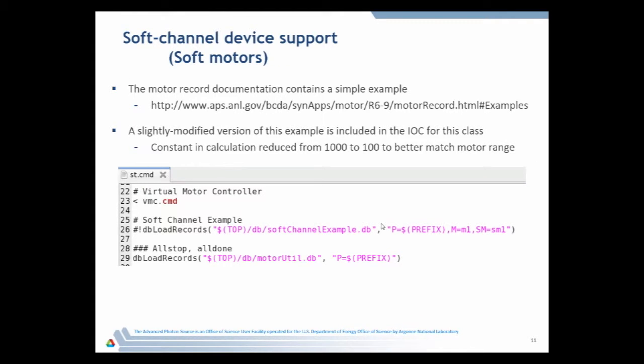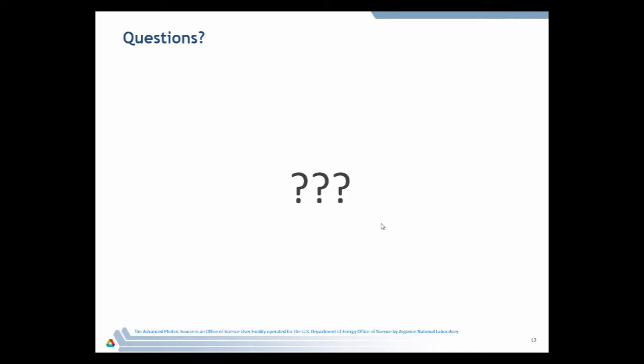The example IOC also contains the soft channel device support example that has been in the motor record documentation for many, many years, that many people have not tried to run, but it's a fun thing to run to see how that works. It's a tangent arm example where you have a tangent arm that has a linear EGU and the degrees. That's the soft motor. So I will show that after we're done.